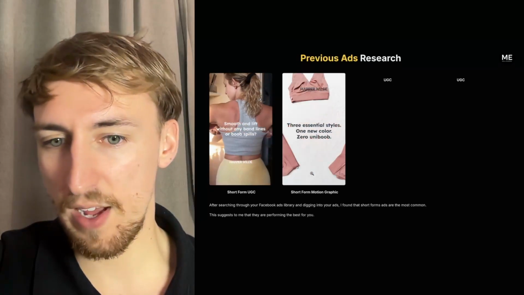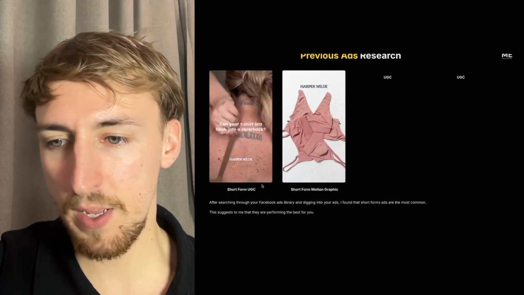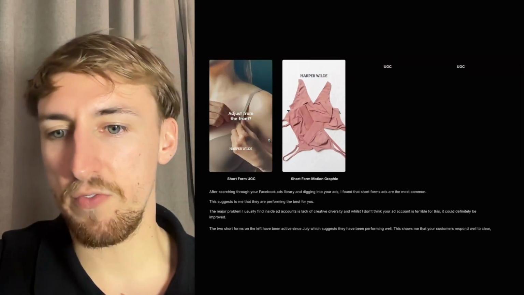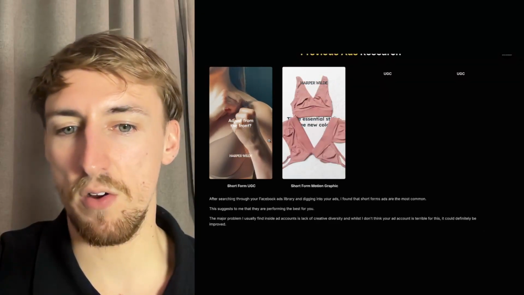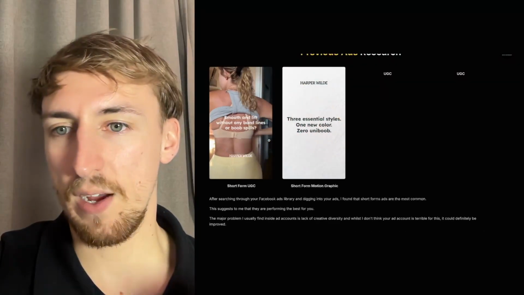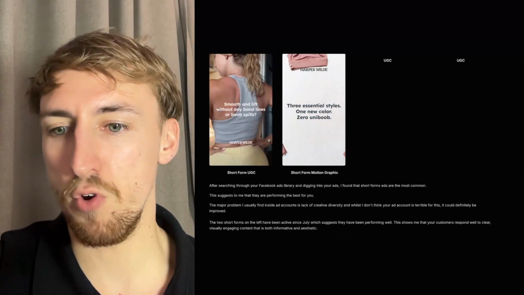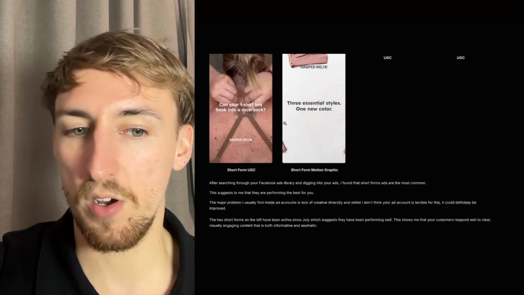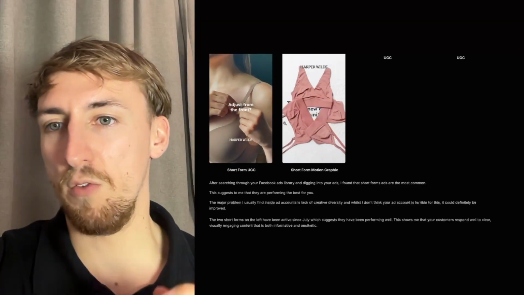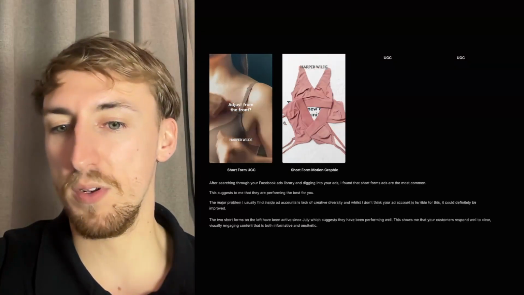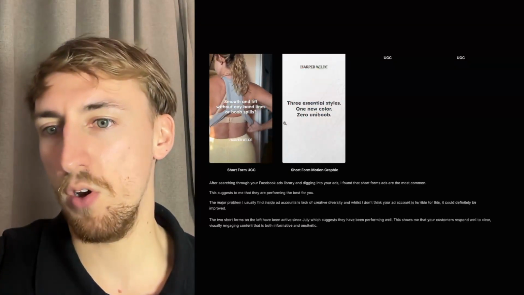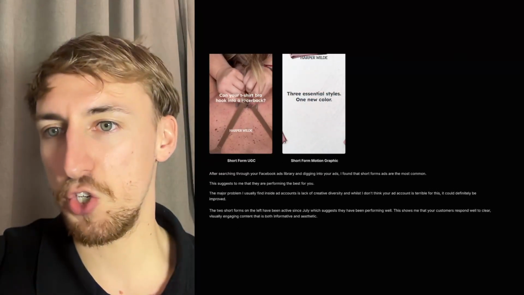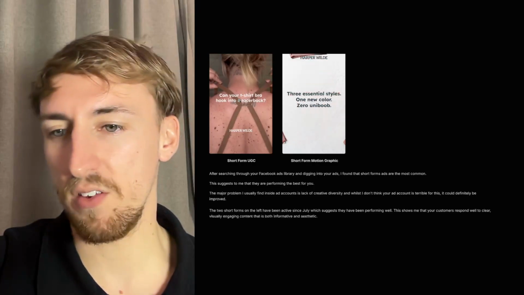After searching through the ads, I found that short forms are the most common, and this suggests to me that these are performing the best. The major problem that I usually find inside ad accounts is lack of creative diversity, and whilst I don't think your ad account is terrible for this, it could definitely be improved. These two ads have been active since July, which suggests that they've been performing really well for you guys. This shows that your customer responds well to visually engaging content that's both informative and aesthetic, which is really important because it gives you a good understanding of what your customer likes to see. And then also these questions are really, really powerful as well, as I just touched on.